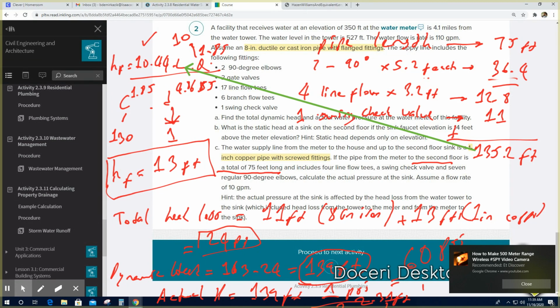As you can see, guys, what did I say? When you go to the second floor, third floor, fourth floor, whatever, the pressure is always going to decrease. Okay, that's how you are supposed to answer question 2.